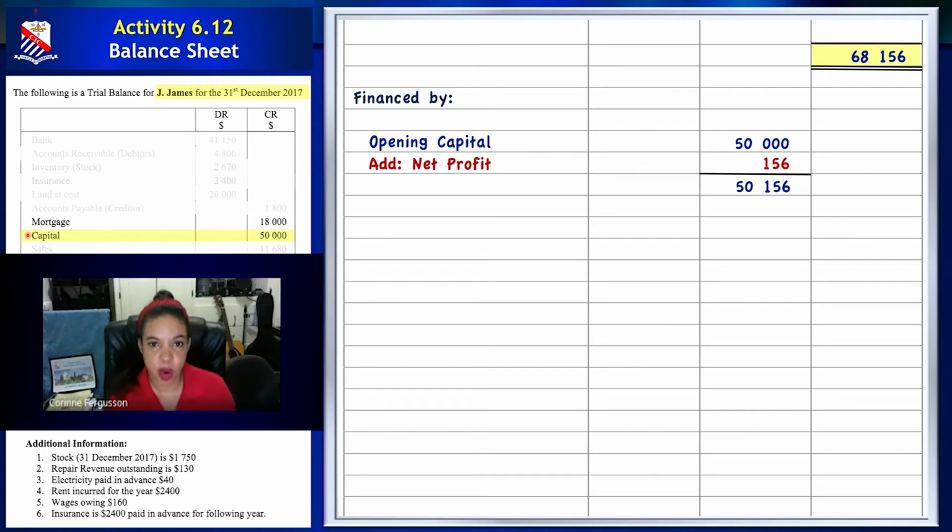50,156. Now you have one other thing that you usually do, which is the less drawings. Drawings is a decrease in capital, so you have to less it if there were any drawings. When you look here, you see there are no drawings. So you can either put 0 or you can put a dash, whatever it is.